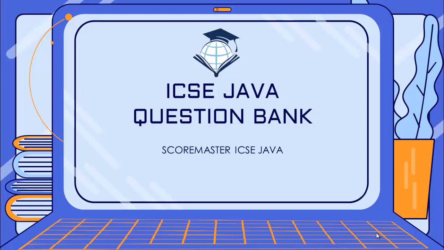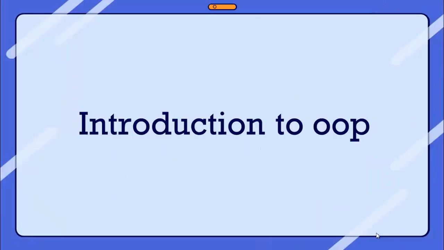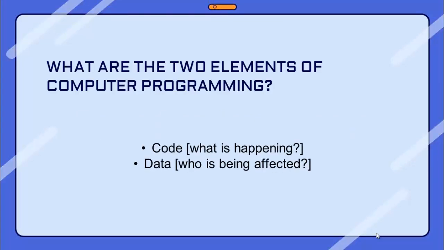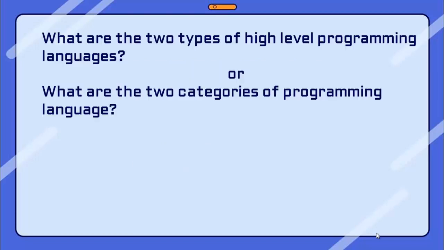Hi, today we are going to learn about the entire Java concept. Let it be a question bank from Scoremaster ICSE Java. So first chapter is introduction to OOPS. What are the two elements of computer programming? Code, what is happening, and data, who's been affected, are the two elements of computer programming.